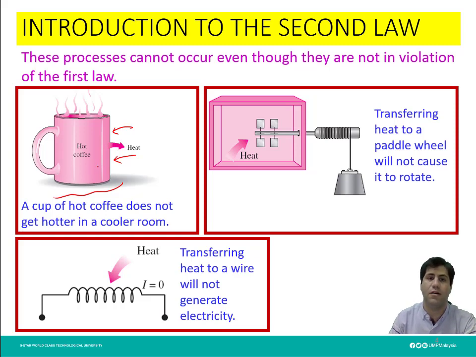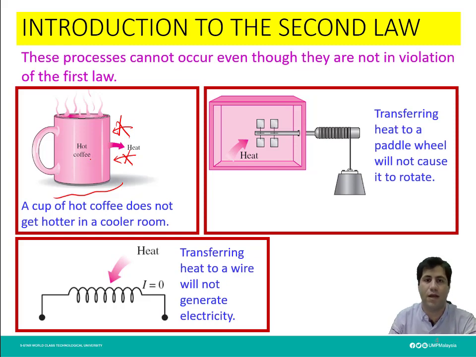Would it violate the first law of thermodynamics? According to the first law of thermodynamics, energy cannot be destroyed or created. It can just be transferred. So even if the temperature of the hot coffee increased due to thermal energy transfer from the air inside the room to the hot coffee, it would not violate the first law of thermodynamics, because energy is only transferred to the hot coffee. But this is not what we see according to our experience. We cannot see this happen around us.